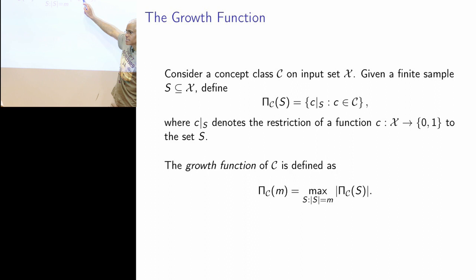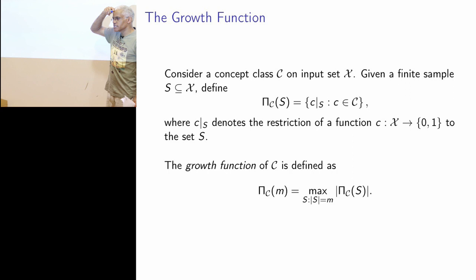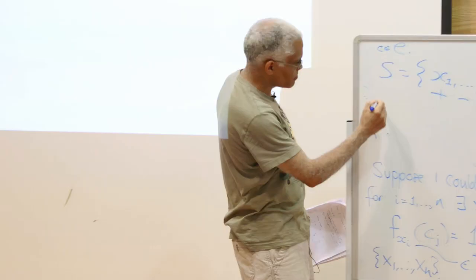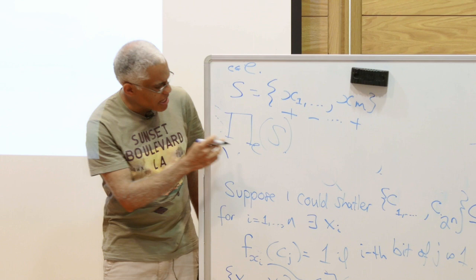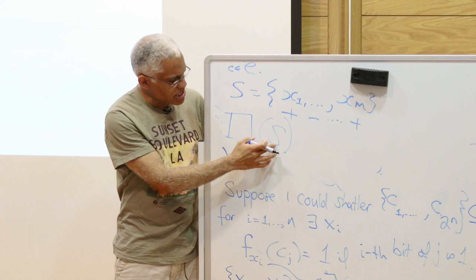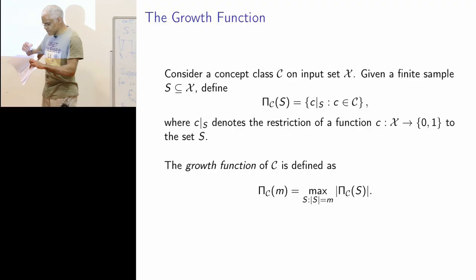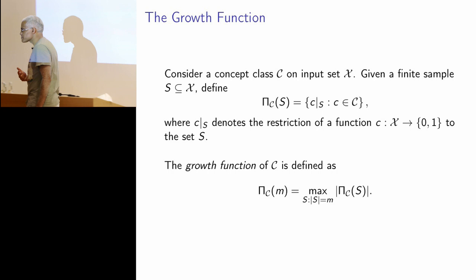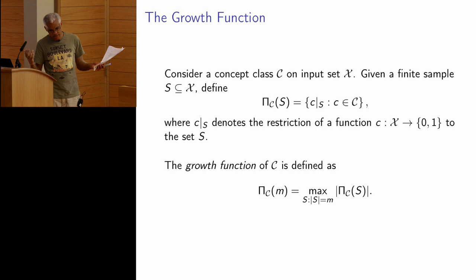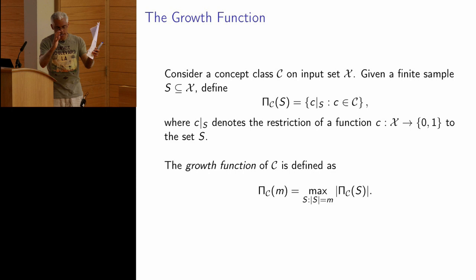So here's a question. How can I reformulate that a set is shattered in terms of this? When is a set shattered? What does this tell me about Π_C(S) if S is shattered? Yes, a set S is shattered if I can realize all labelings. So if S has size m, the size of Π_C(S) is 2^m. In particular, if I can find a shattered set of every size, then I know exactly what this function is: it's just m maps to 2^m. So if I'm in a concept class where the VC dimension is infinite, so that for every finite m there's a set of size m that's shattered, then that tells me what the growth function is.